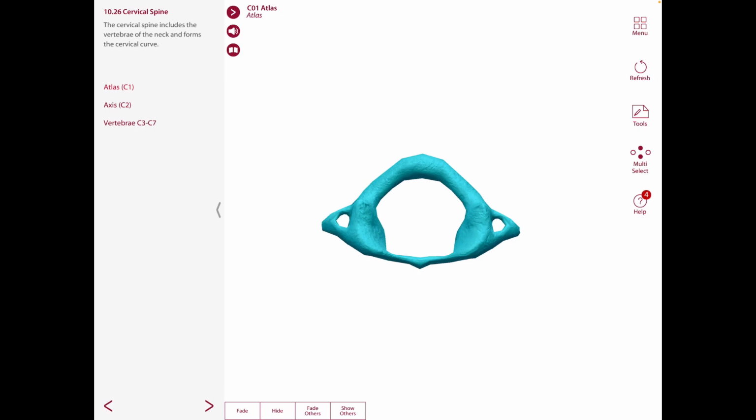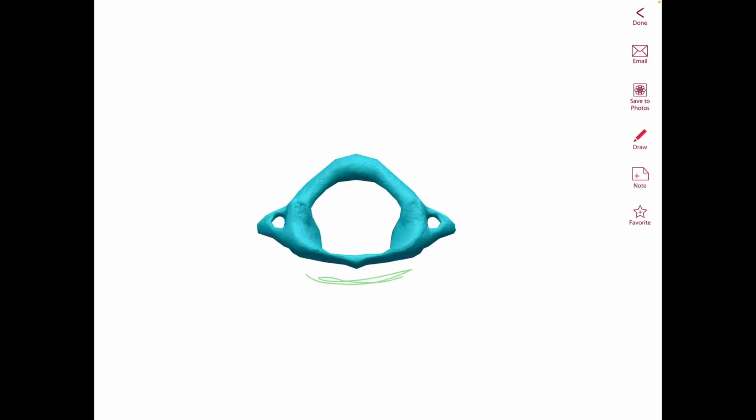It has an anterior arch, which is shorter, and it has a tubercle in the midline of its anterior surface. It has a posterior arch, which is longer, and it has a tubercle in the midline of its posterior surface, and a groove for the vertebral artery immediately posterior to each lateral mass. Each lateral mass has 2 articular facets.